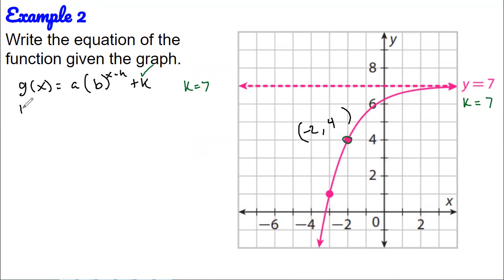So first reference point, our values are at h and at a plus k. Our reference point was -2, 4. And -2 is h. So h equals -2. We already have h now. Let's go ahead and find a now. So we have a plus k equals 4.